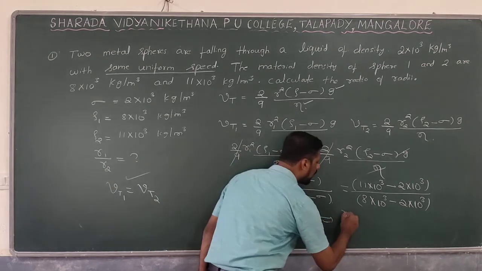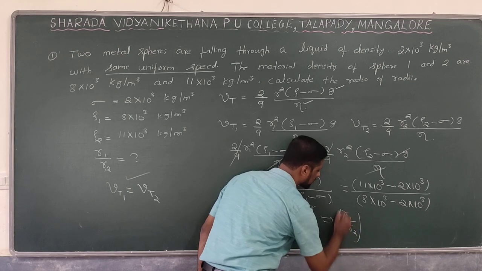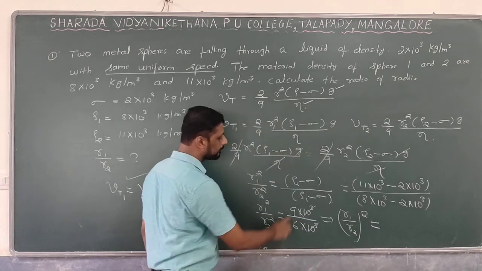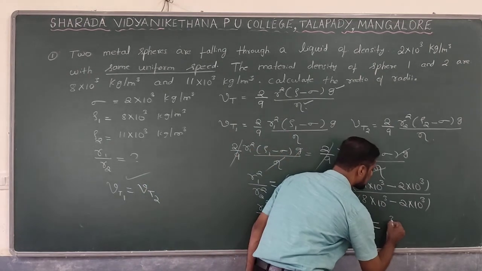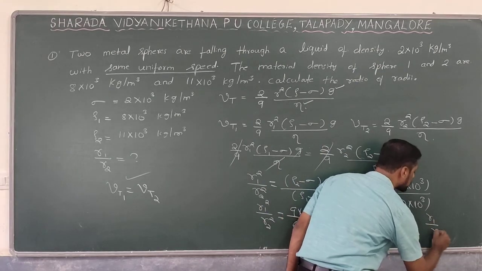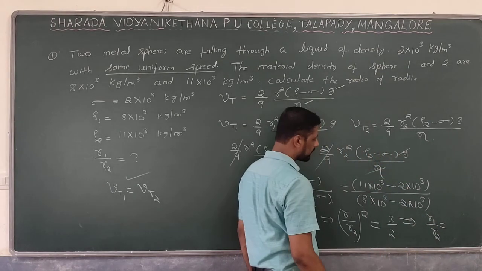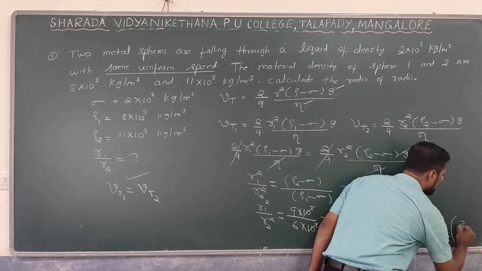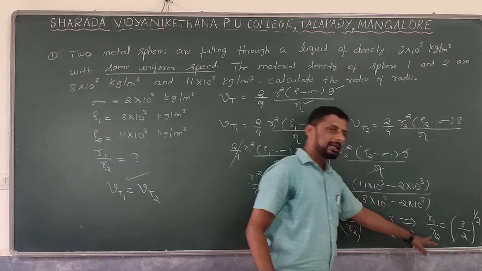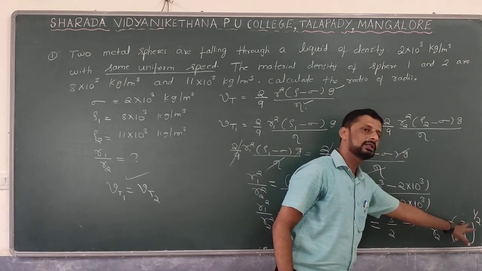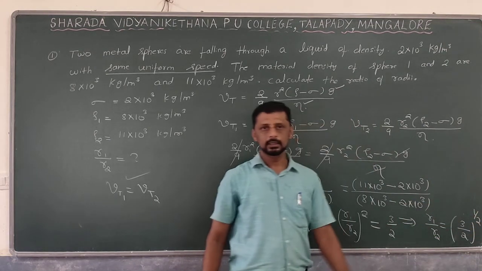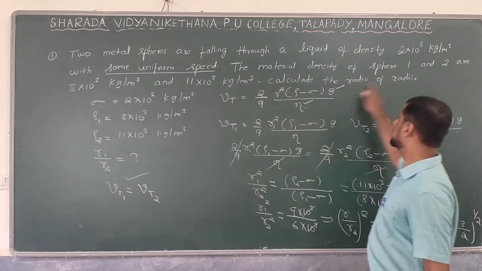Then you can write r1 by r2 whole square is equal to 9 by 6. That can be written as 3 by 2. Take square root on both sides, then you get r1 by r2 is equal to 3 by 2 whole to the power of 1 by 2. Ratio of radii is equal to square root of 3 by 2, or the ratio of 3 by 2 whole to the power of 1 by 2. This is how I calculated the ratio of the radii.